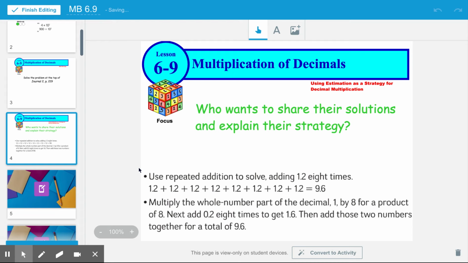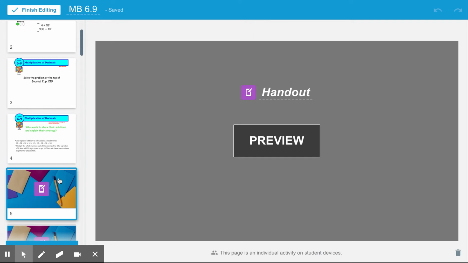You could use repeated addition to solve by adding 1.2 8 times. So as you can see, 1.2 plus 1.2 plus 1.2 plus 1.2 plus 1.2 plus 1.2 plus 1.2 plus 1.2, you'll get 9.6. Or you could also multiply the whole number part of the decimal, which is 1 by 8 for a product of 8, and then add on the 0.2 or the 2 tenths. You're going to add that 8 times, and that gets 16 tenths. Then you add that 8 and this 16 tenths, and you get a total of 9 and 6 tenths.